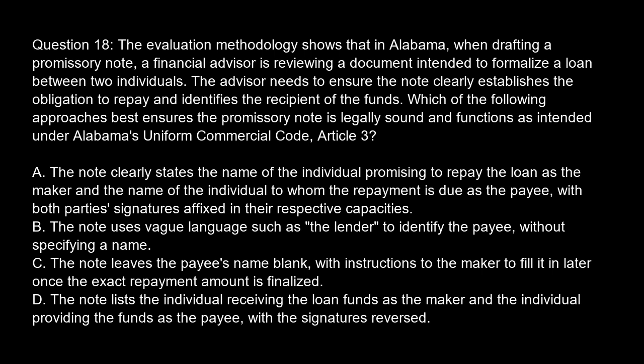Option A. The note clearly states the name of the individual promising to repay the loan as the maker and the name of the individual to whom the repayment is due as the payee, with both parties' signatures affixed in their respective capacities. Option B. The note uses vague language such as "the lender" to identify the payee without specifying a name. Option C. The note leaves the payee's name blank, with instructions to the maker to fill it in later once the exact repayment amount is finalized. Option D. The note lists the individual receiving the loan funds as the maker and the individual providing the funds as the payee, with the signatures reversed.